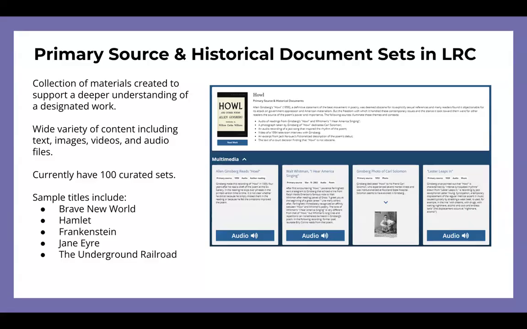So some examples of titles that have these sets are Brave New World, Hamlet, Frankenstein, Jane Eyre, and The Underground Railroad by Colson Whitehead. So there are some contemporary titles that have these primary source sets as well. It's just really good for faculty who want to teach a work in context, but don't want to assemble all those supplemental materials themselves.